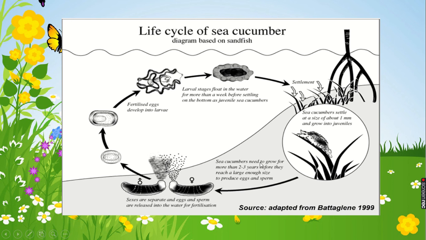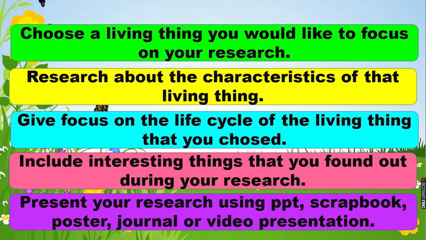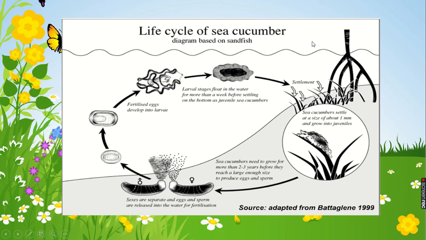So look how long it takes for the sea cucumber to become large enough to have eggs and sperm. 2 to 3 years, even though they are small. Yes, some can grow really big. So that's about the life of sea cucumber. That's just a quick research about it. It's a very simple detail about the life cycle of a sea cucumber.